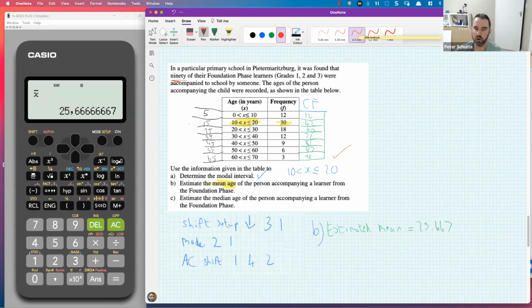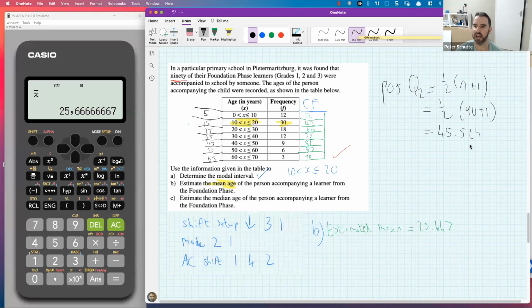So estimated median, no. We only do the estimated mean as an exact value. For the other two with grouped data, we have the median interval and we have the modal interval. So to find the median interval, we have to do a position calculation, which is a half times n plus one. That's 90 plus one, so that is position 45.5. And now I've got to say, what interval am I lying in when I get to the 45th position? So that's not enough. Oh, I've gone too far. So it feels like the median interval is between 20 and 30.